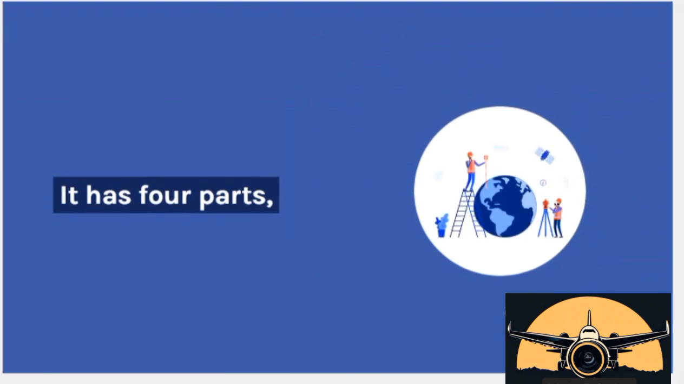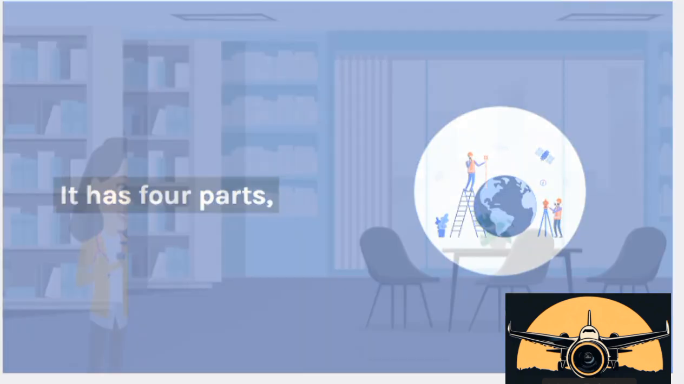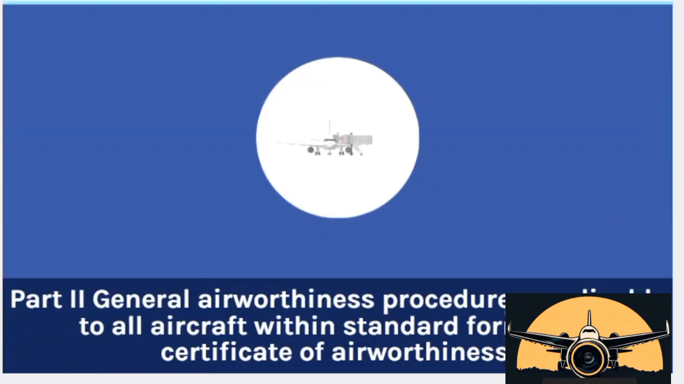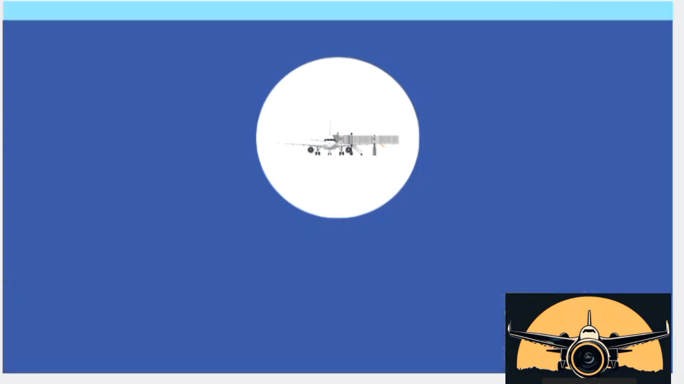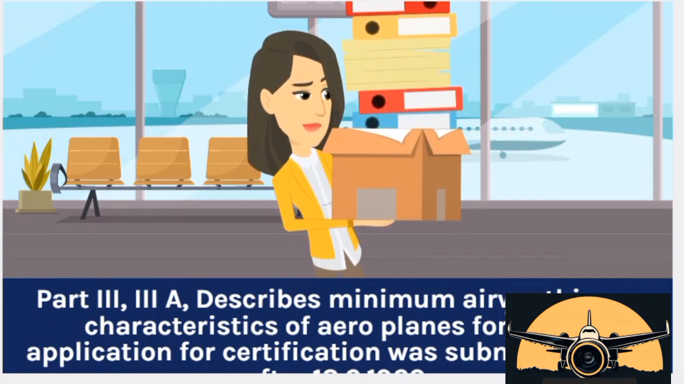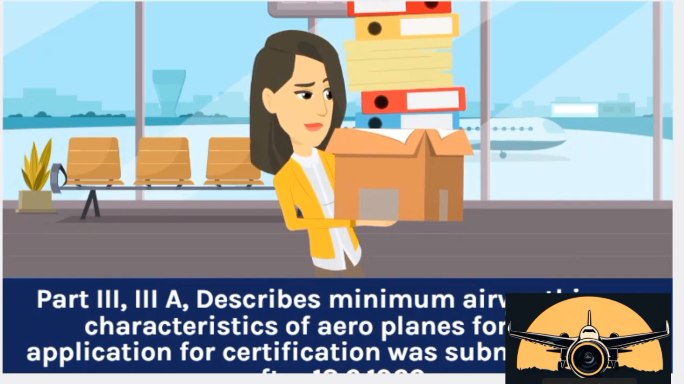It has 4 parts. Part 1 contains definitions. Part 2. General airworthiness procedures applicable to all aircraft within standard format for certificate of airworthiness. Part 3(3)A describes minimum airworthiness characteristics of aeroplanes for which application for certification was submitted on or after the 13th of June 1960.